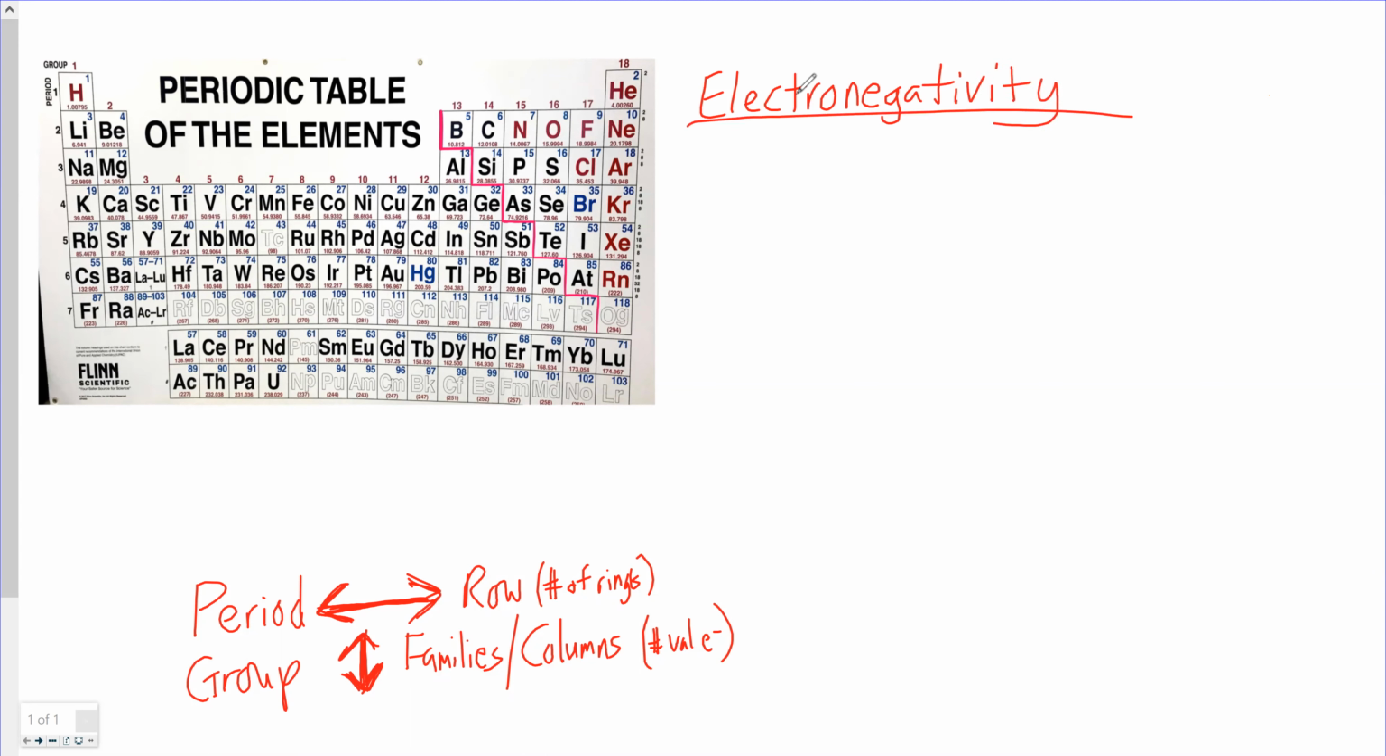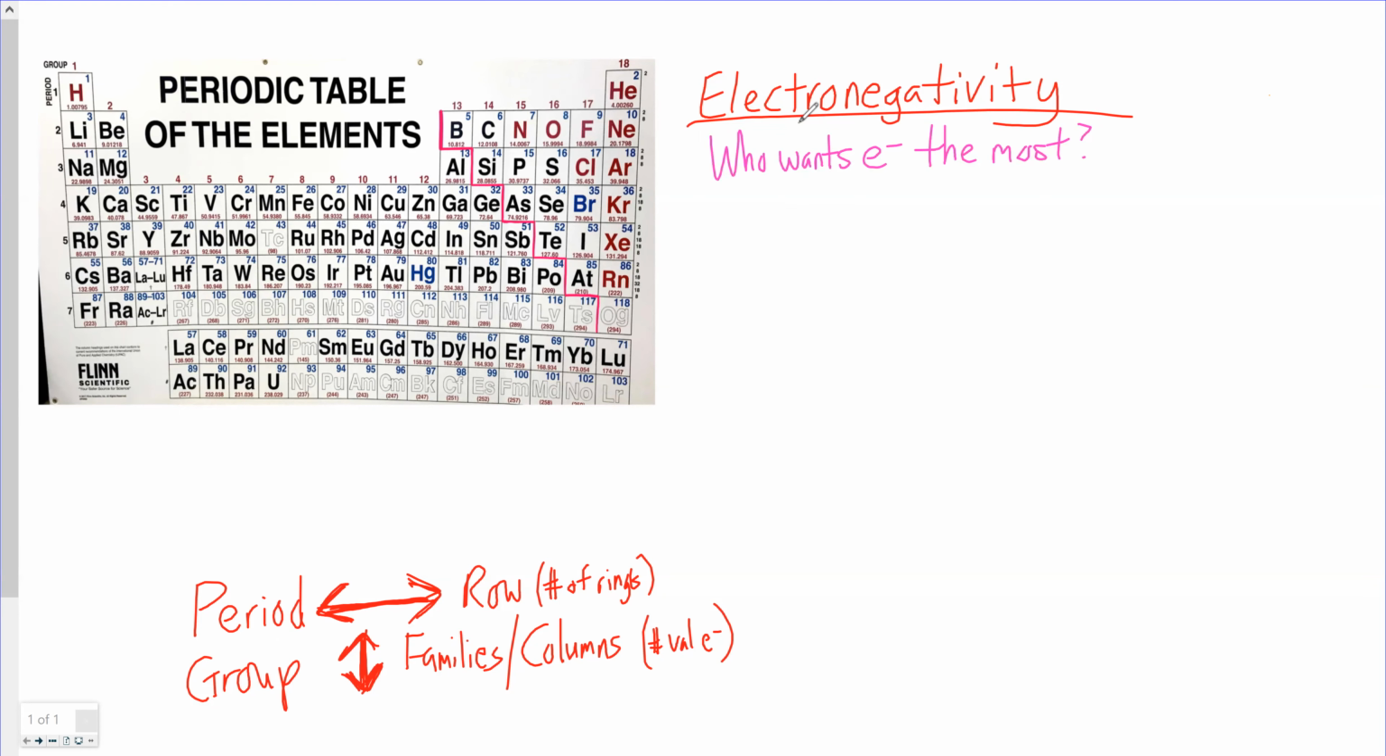Okay, electronegativity. I'm going to tell you what it means, and then I'll give you the actual definition. What it basically means, when we're talking about electronegativity, is who wants electrons the most? So when we're talking about this, we want to talk about who wants electrons the most. I'll make a note of that. Who wants electrons the most?